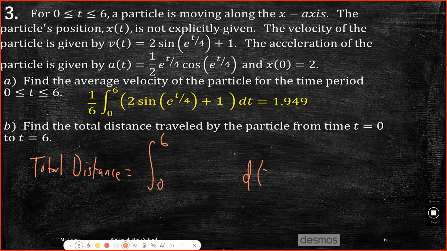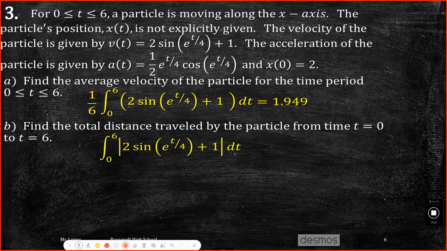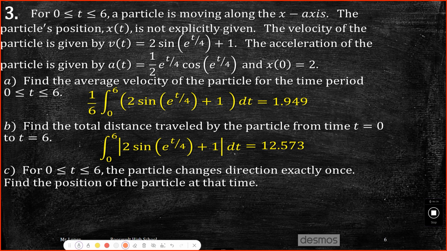No, this one has to be acceleration. This has to be the area under the acceleration is velocity. Oh, find the total distance. Yeah, it's velocity. So if this is velocity, the area under it is distance. Yeah. All right, so what would you do? 12.5. All right, let's go to C.